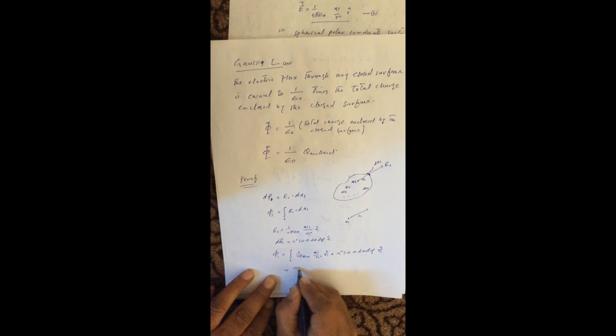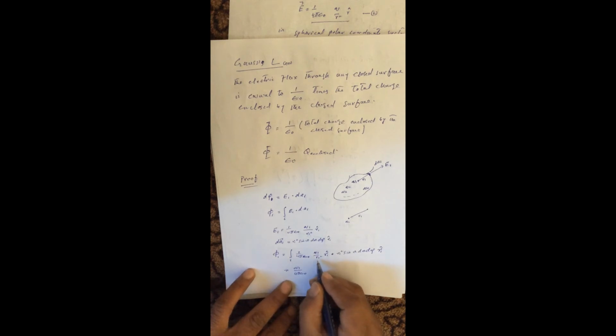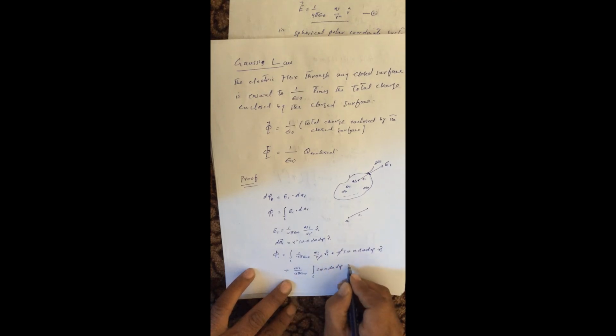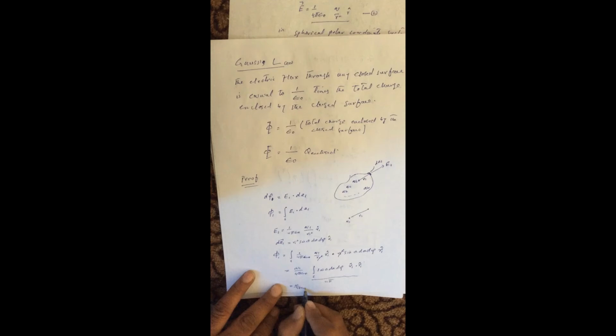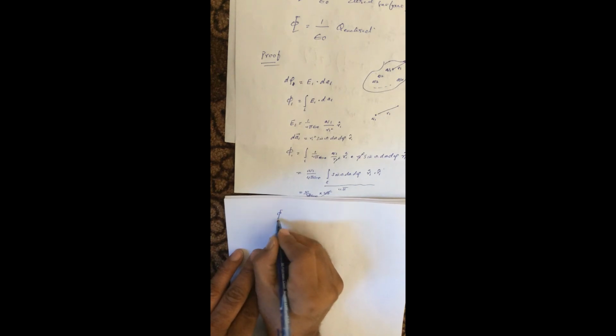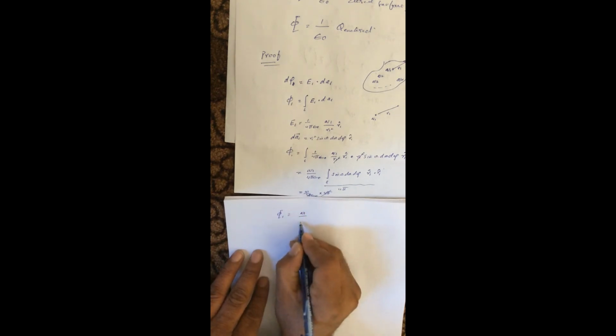So we keep the constant outside, Q1 over 4 pi epsilon naught, and R1 square cancels with R1 square. So we have this surface integral, and we have sine theta d phi into R1 cap dot R1 cap. If we solve this integral, we get the factor 4 pi. So here we have Q1 over 4 pi epsilon naught into 4 pi. 4 pi cancels with 4 pi, so we are left with phi 1, which is equal to Q1 over epsilon naught.